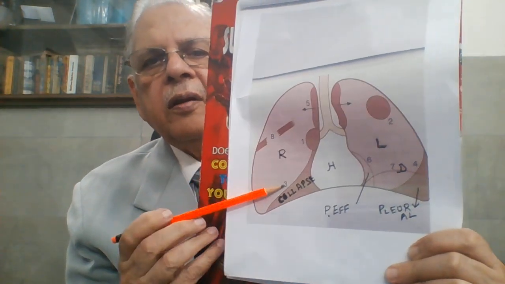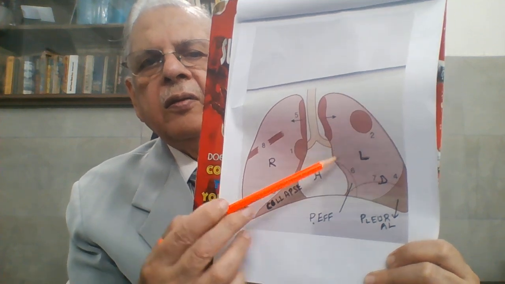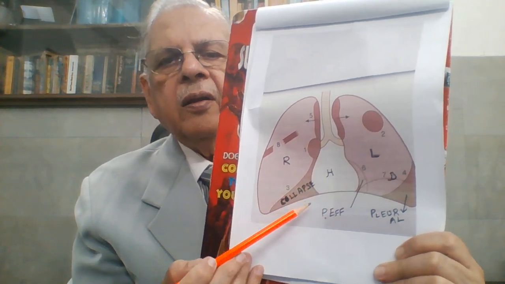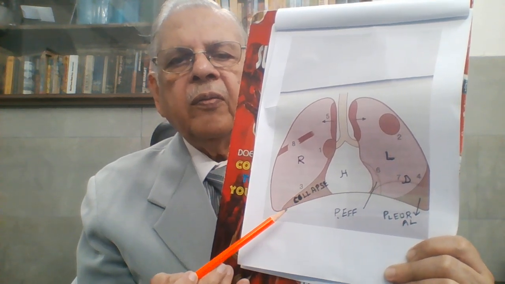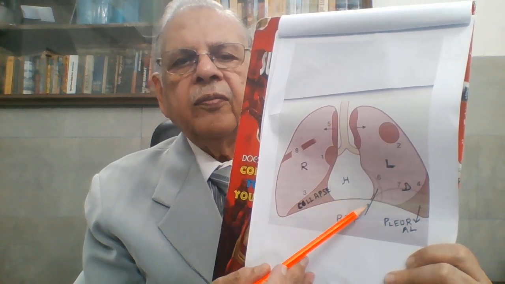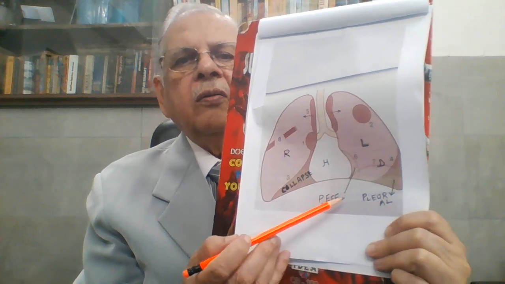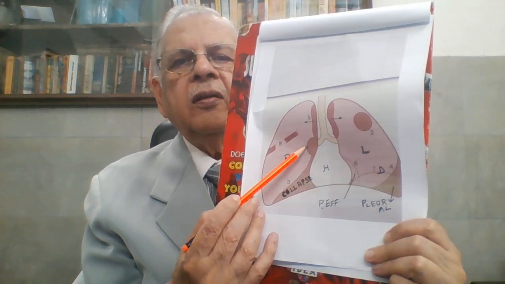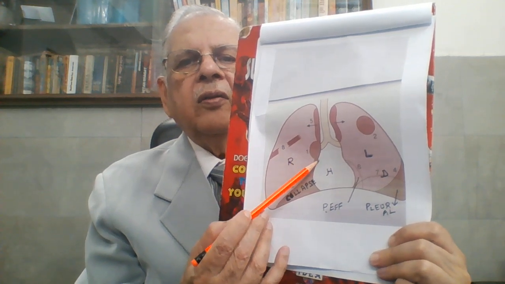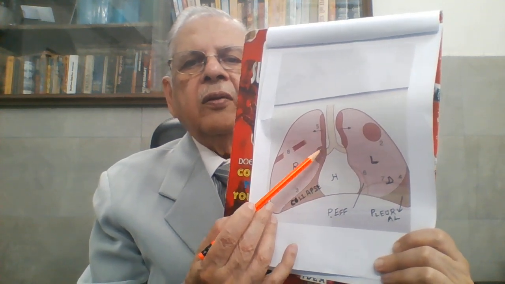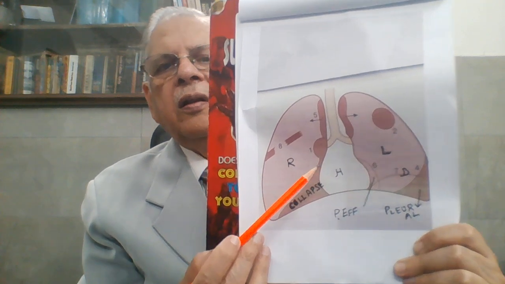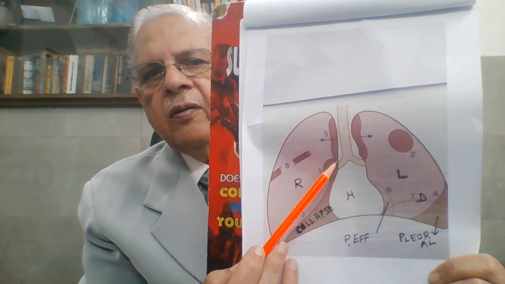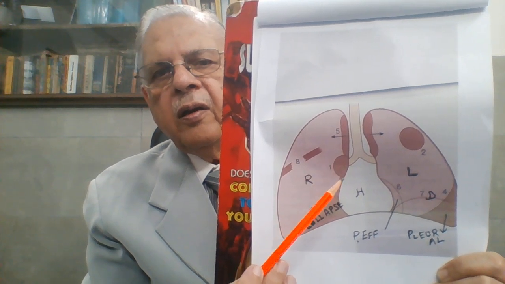This is the right lung, this is the left lung, this is the heart, and this is the diaphragm separating the abdomen from the chest. Now what is there in the right lung? If you see, this is mark number 1. This is an opacity. This is unilateral hilar lymphadenopathy. This one is also unilateral hilar lymphadenopathy.